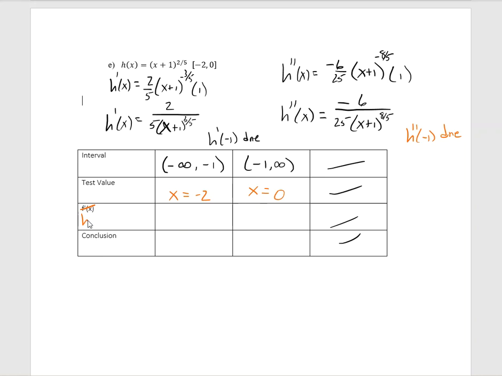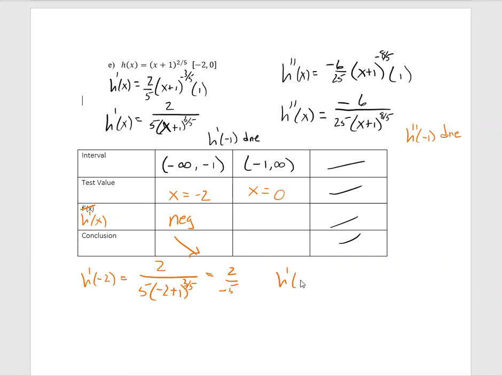I'm going to test this down below in a little bit bigger box. H prime of negative 2 is 2 over 5 times (negative 2 plus 1) to the 3/5. All right, talk it out with me. Negative 2 plus 1 is negative 1. Negative 1 to any power, because we don't have an even denominator here, so a fifth root, it's cool. We cube negative 1, we get negative 1, then we take the fifth root of negative 1, we get negative 1. Negative 1 times 5, this is negative. So we should be decreasing in this region.